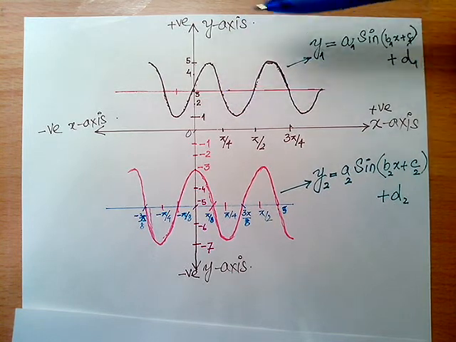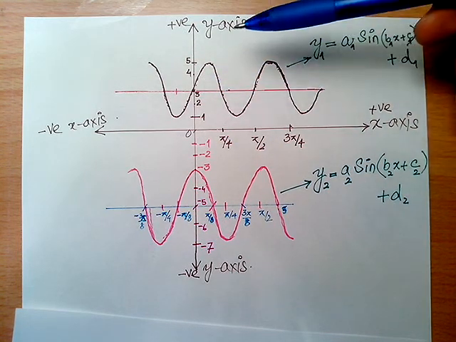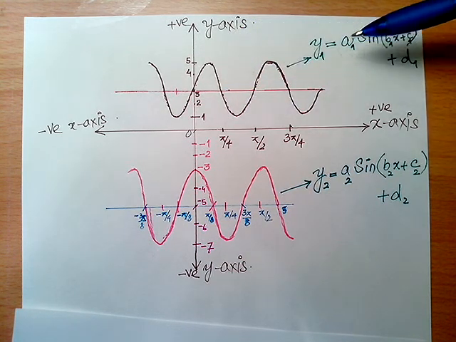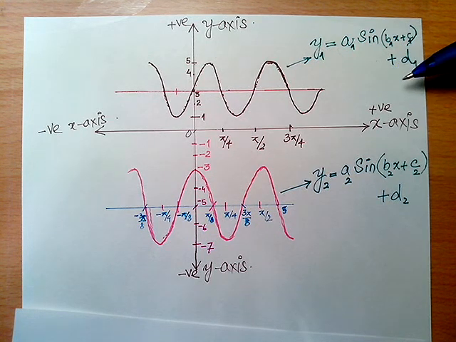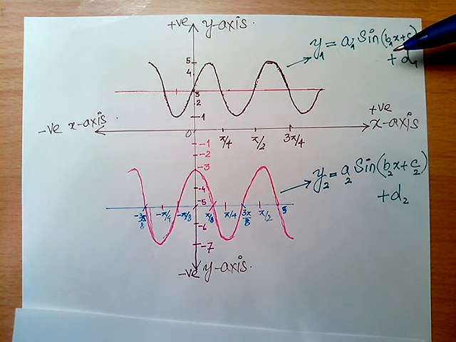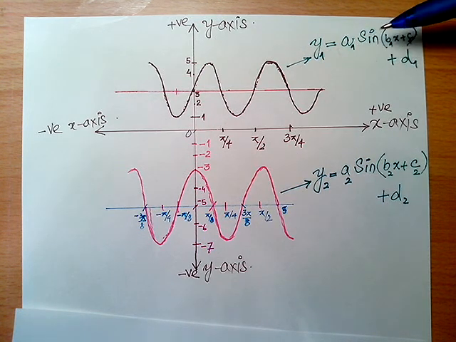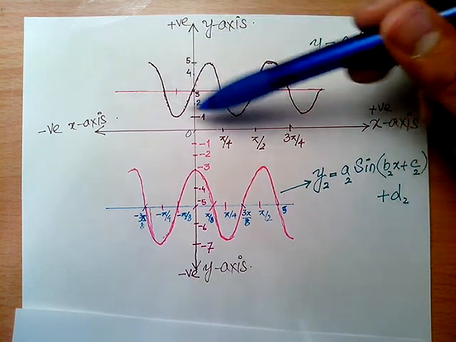If you look at the first graph, since it is above the x-axis, the general equation of the graph is y1 equals a1 sine(b1x plus c1) plus d1. So what we need to do is read off these four variables a1, b1, c1 and d1 which satisfy this graph.